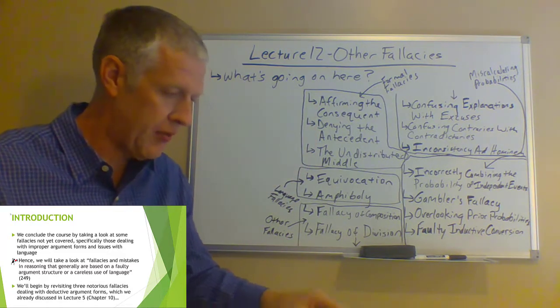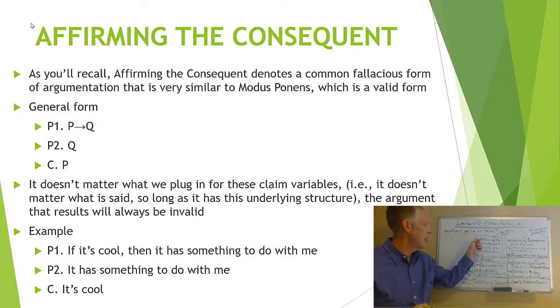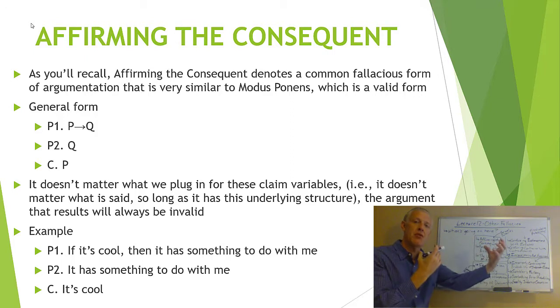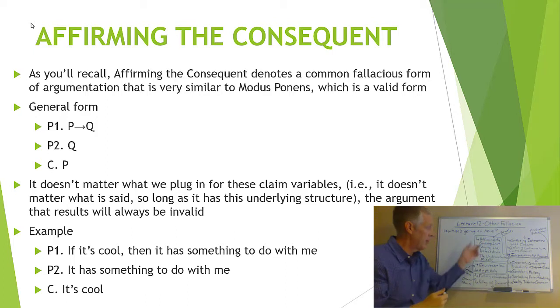Okay, so turning to slide 3, we'll discuss the first one. When we discussed these the first time back in that prior lecture, we went through both the valid forms and then I contrasted those with the invalid forms. And now we're going to focus on these invalid forms. So the first one, affirming the consequent, which we detail on slide 3, is very closely related to the valid form of modus ponens.